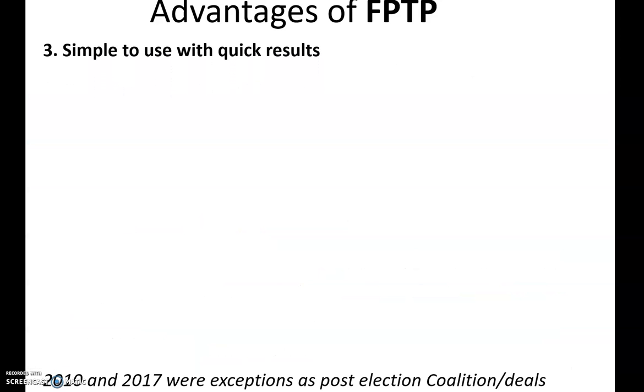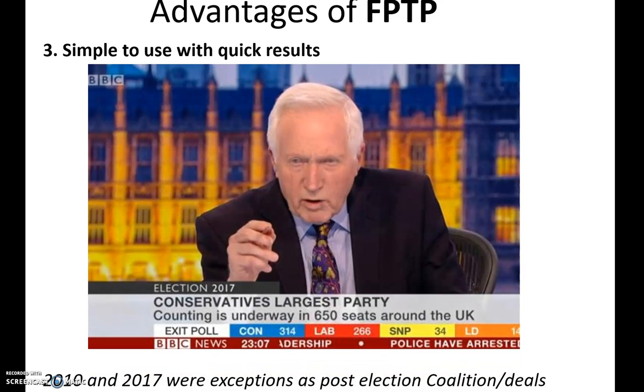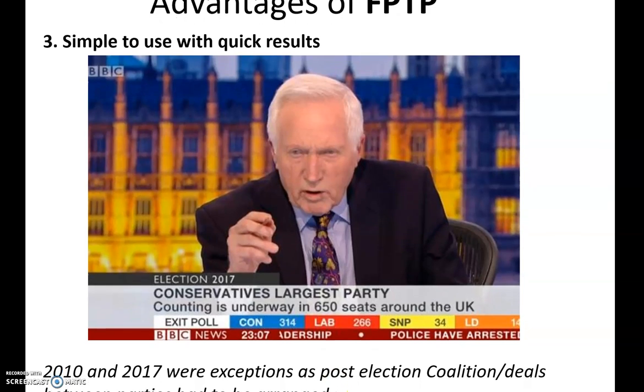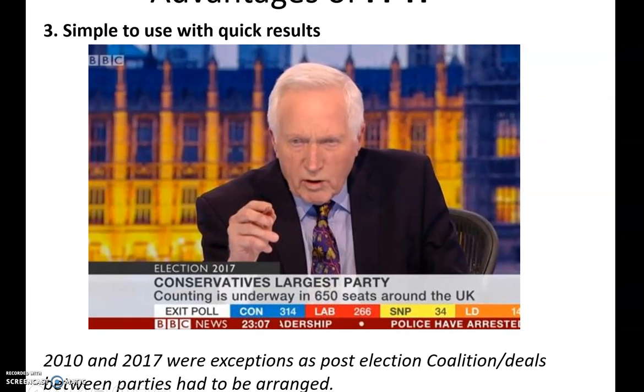Okay, it usually leads to quick results as well. So usually, and there's David Dimbleby on election night coverage in 2017, we normally know who's won the election and who the next government is going to be by about 3 o'clock in the morning after polling day. Polling day is on a Thursday. We very usually know by Friday morning exactly who is going to be our next Prime Minister. Job sorted.